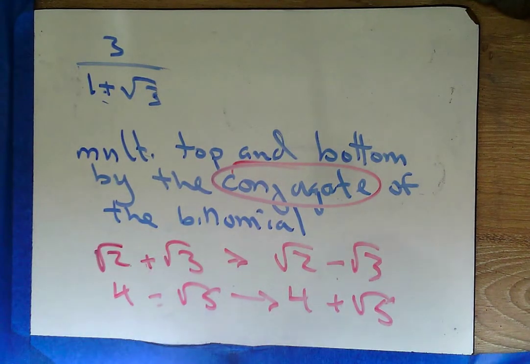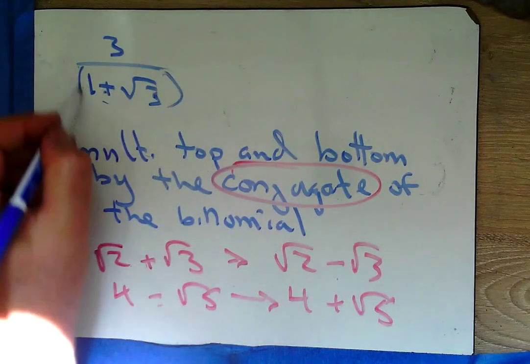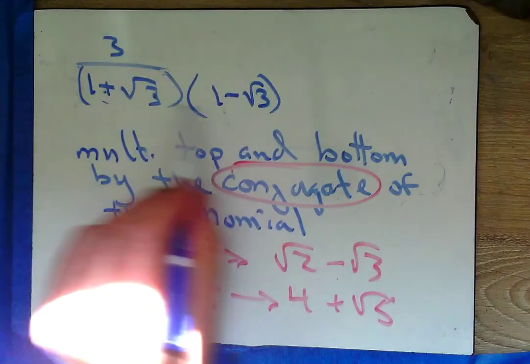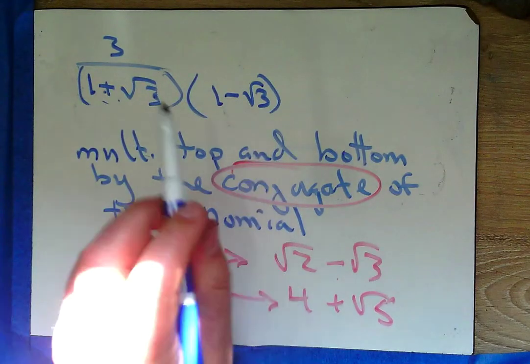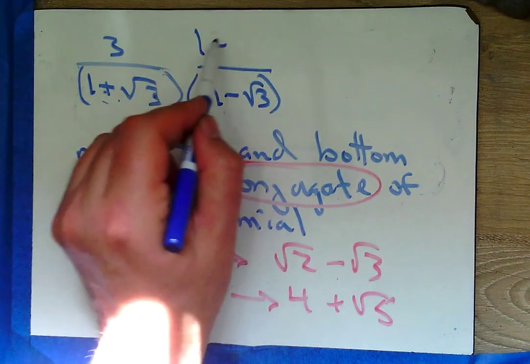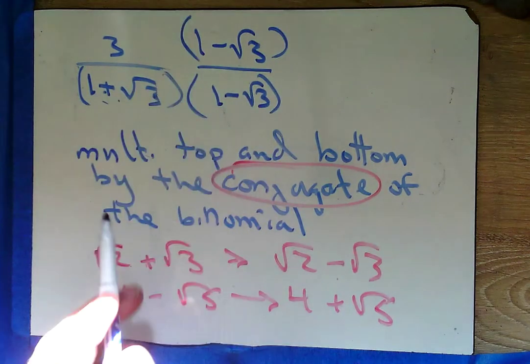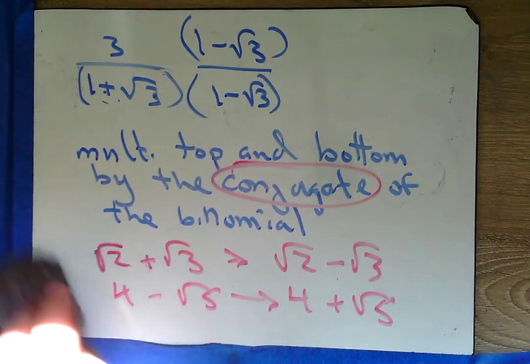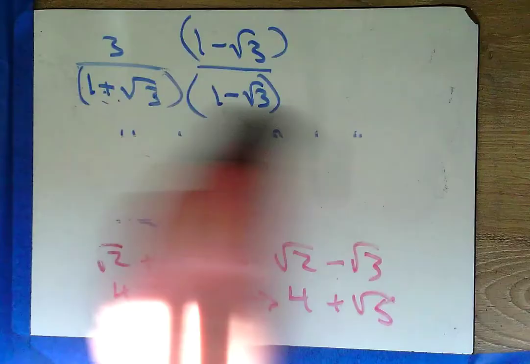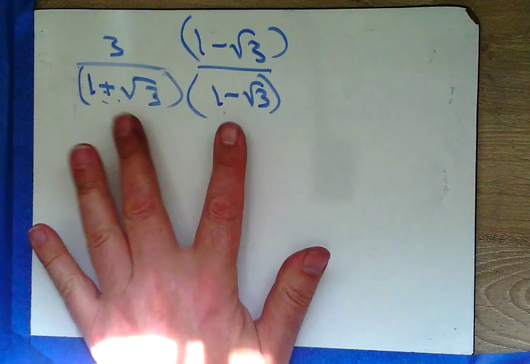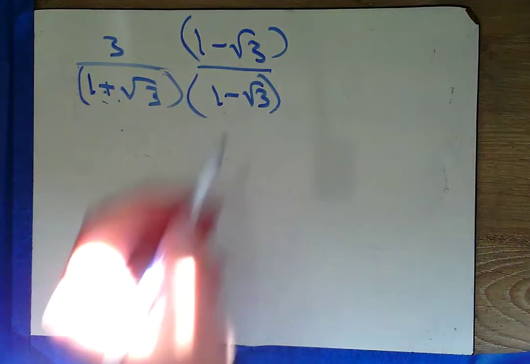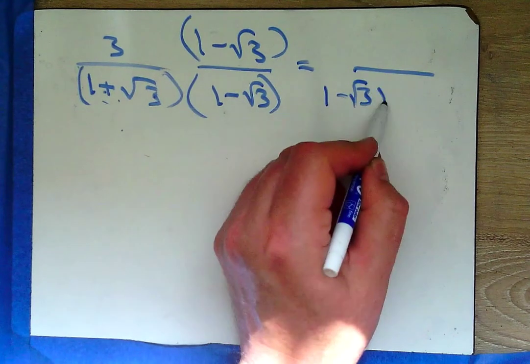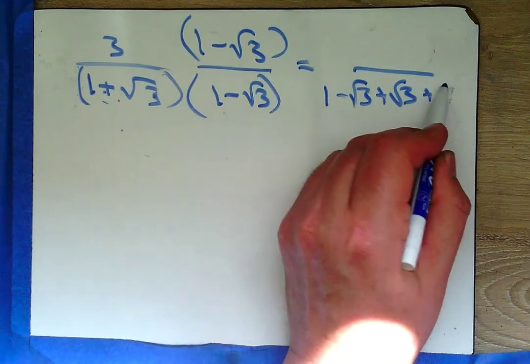And why am I doing that? Well, I'm trying to get the situation that creates something that looks like the factored form of a difference of squares. And the reason I want to multiply top and bottom by the conjugate, the reason why I want to multiply by something that makes this turn into a difference of squares is because when I FOIL here, what happens to the middle terms?